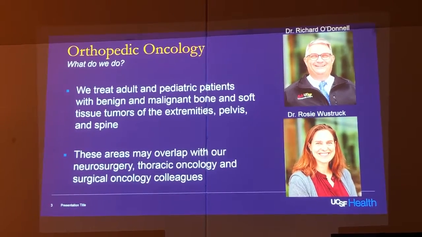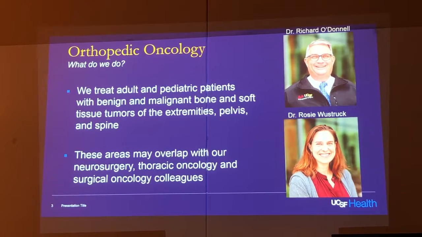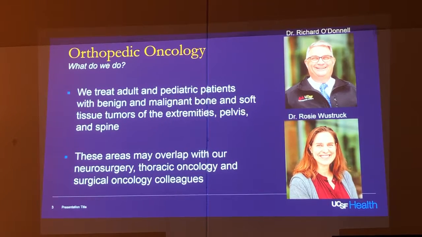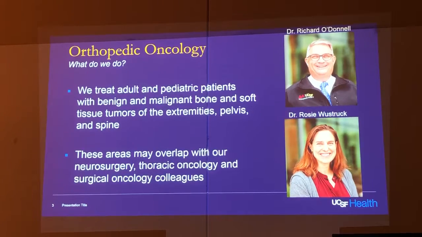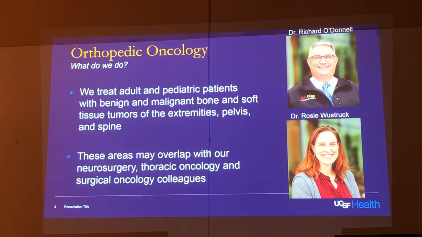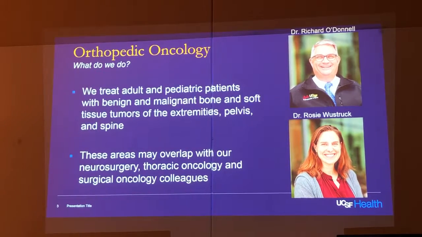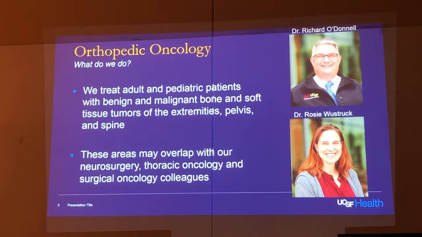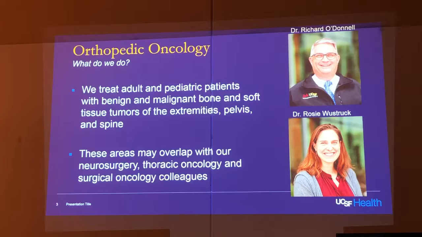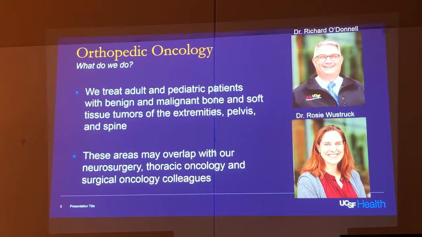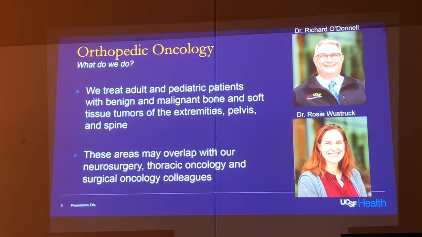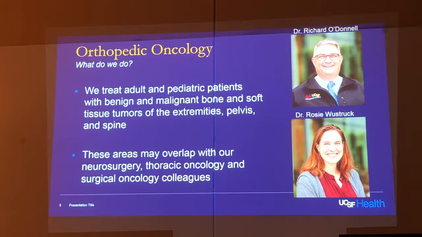So we do quite a wide variety of things. We really treat adult and pediatric patients with both benign and malignant bone and soft tissue tumors. And these can be in the extremities, pelvis, spine, sometimes and oftentimes overlapping with some of our colleagues. So sometimes we'll have neurosurgery, thoracic oncology, surgical oncology colleagues helping us, or some of our orthopedic colleagues.